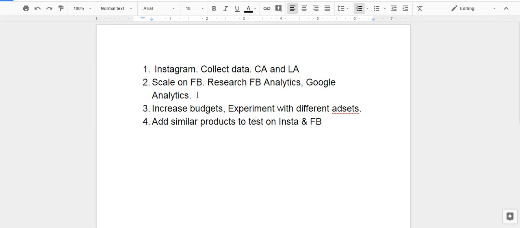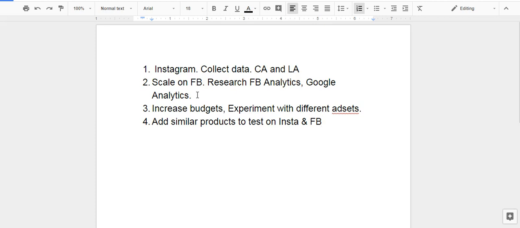And so that's the sequence, but the main two things is testing products. You always hear people say testing, testing, testing, but what is that? Testing is basically getting a product from AliExpress and running an ad. Okay, that doesn't work. Okay, another product. Running ads on Instagram, running ads on Facebook. Okay, that doesn't work. New product. That's testing in its form.